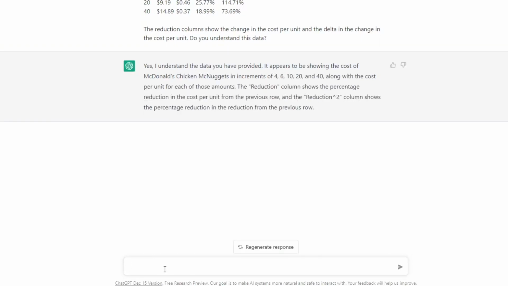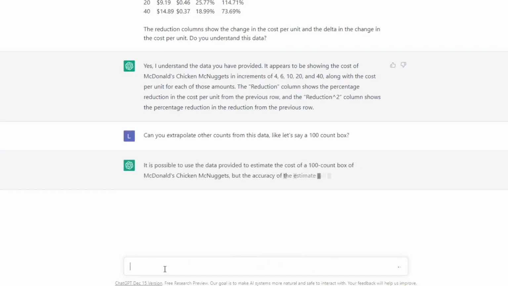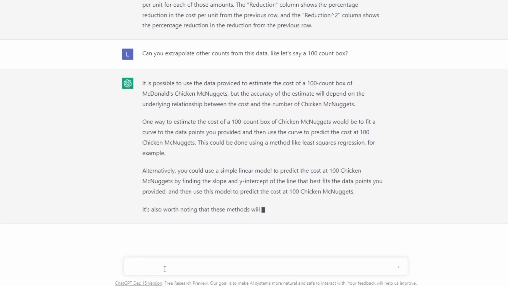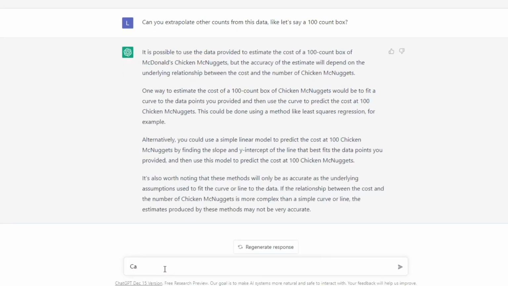Perfect. I love ChatGPT. It understood my query perfectly, but the question is, can it actually give me some data back? Okay, so we got 2 models that we can use.